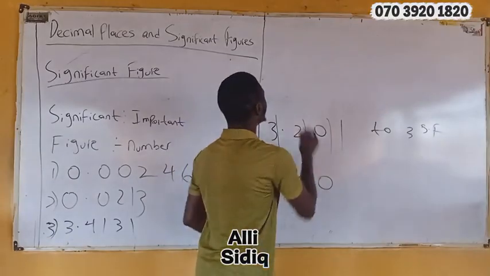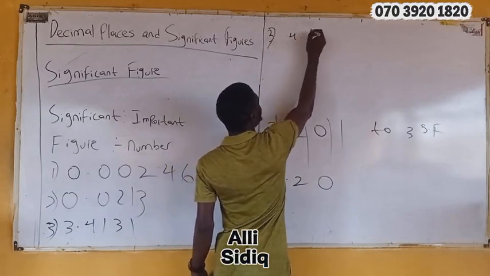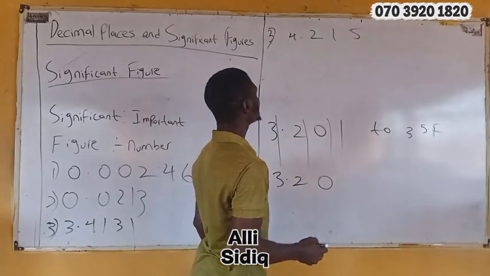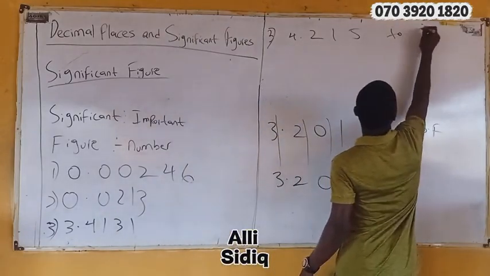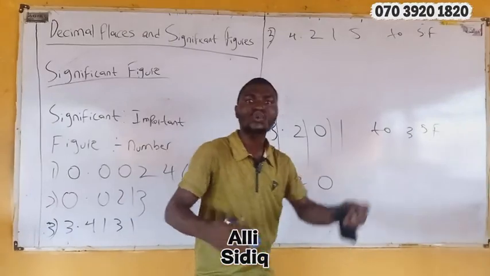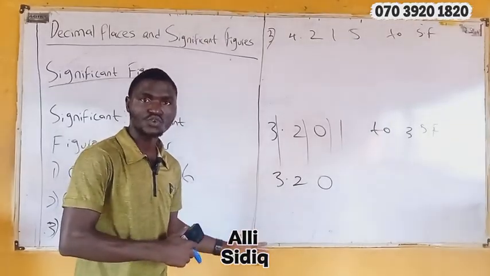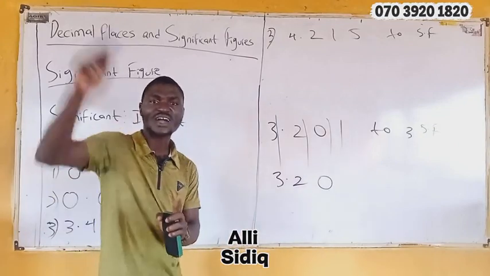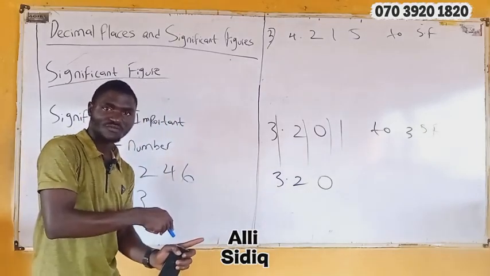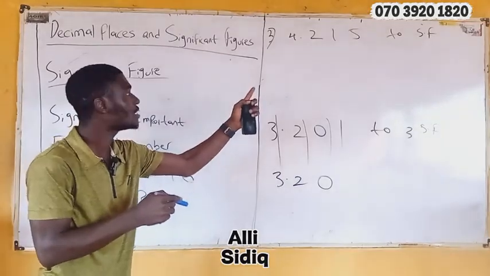Let me give you another example. A question says, take 4.215 to two significant figures. In significant figures also, you round up and round down. It's the same approach I told you earlier during decimal places. You round up when you have 5 and above, which means you add +1. But you round down when you have less than 5, which means you cannot add +1. You need the same approach.